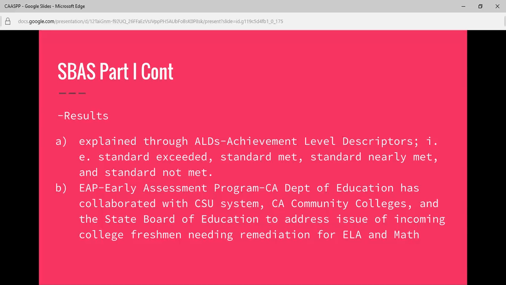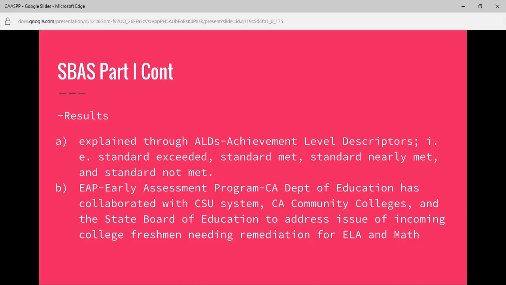Results for the summative assessments are explained through ALDs, which is achievement level descriptors. These are descriptors such as standard exceeded, standard met, standard nearly met, and standard not met. Another part of the results is the early assessment program. This program came from a collaboration between the California Department of Education, the California State University System, California Community College System, and the State Board of Education.